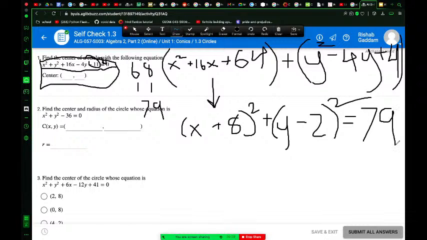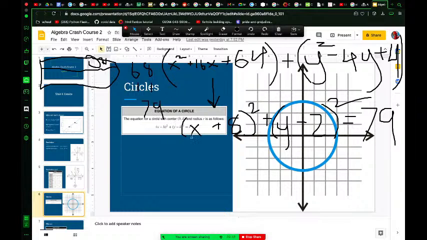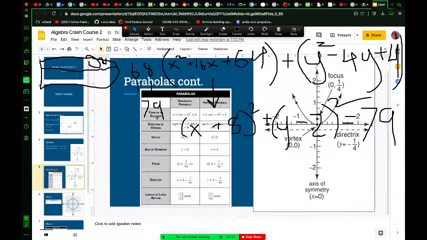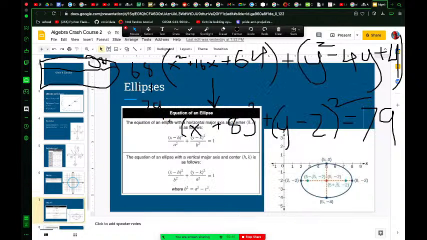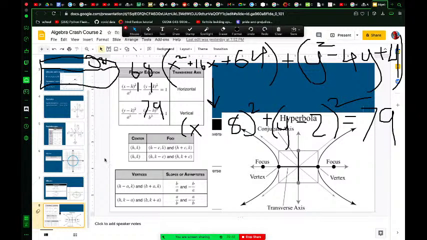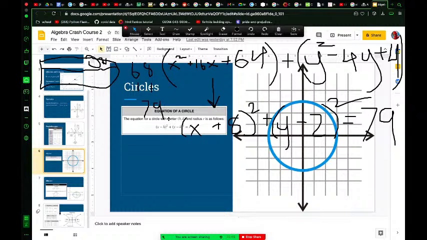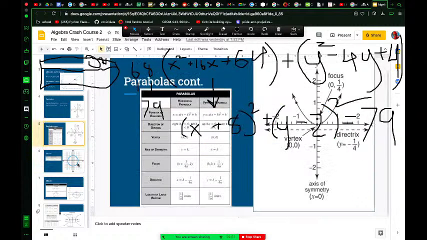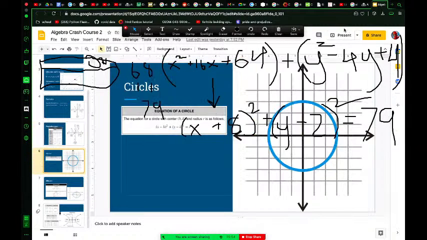Now this question is asking us to find the center of the circle. Obviously the center, if we go into this thing... Sorry, I'm just trying to zoom in. It's not working. Okay, yeah, it's not working. I'm just going to present the screen.